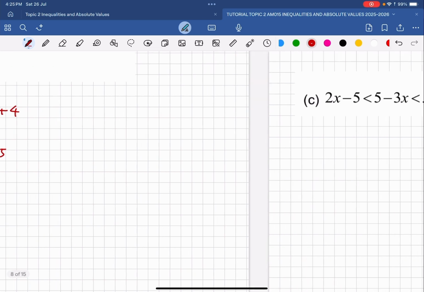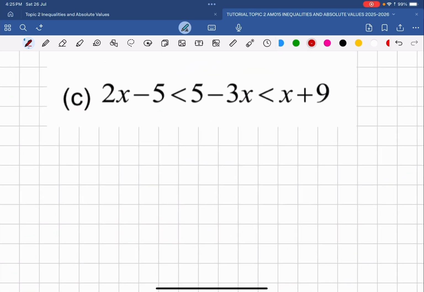Alright, next question. Okay, so we have a compound inequalities. For these questions, you may refer to the previous question 1 for compound inequalities. I give you 2 methods. So for this case you cannot use the first method. Why? There is not just x in the middle, but we also have a term of x on the left and right hand side. So we're going to use the second method.